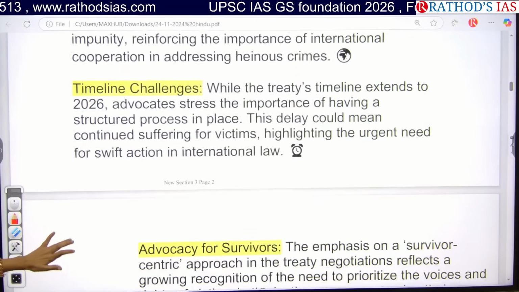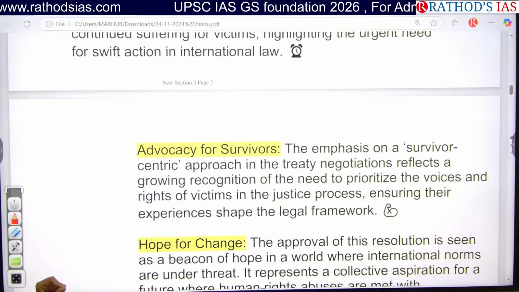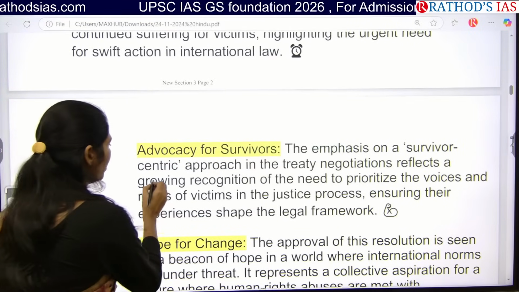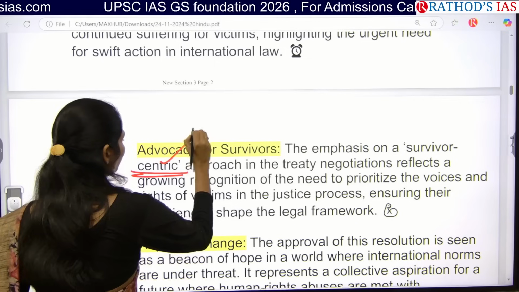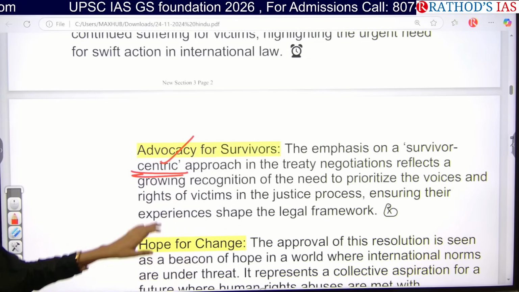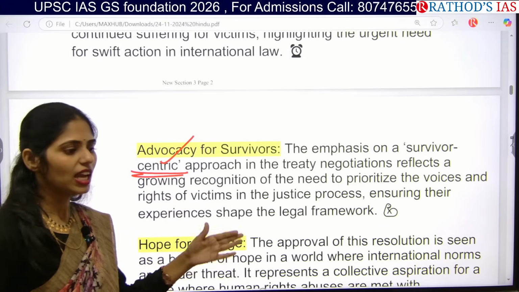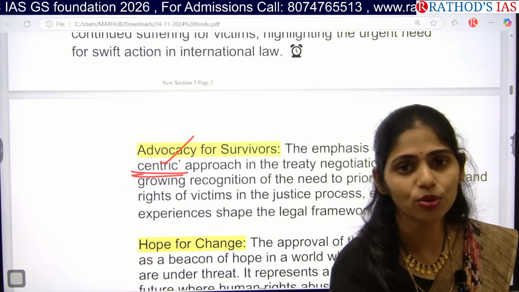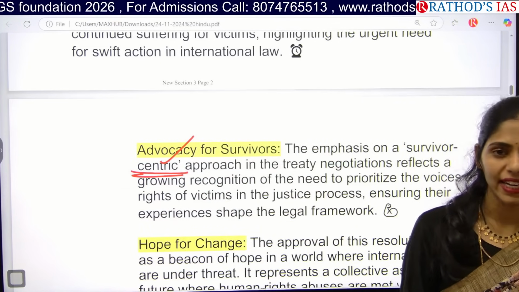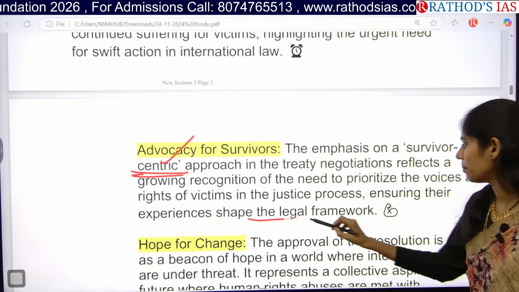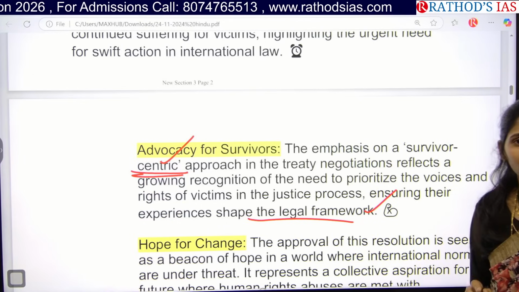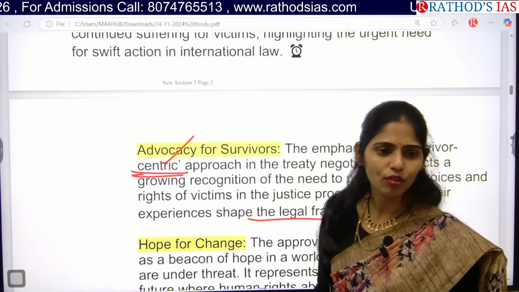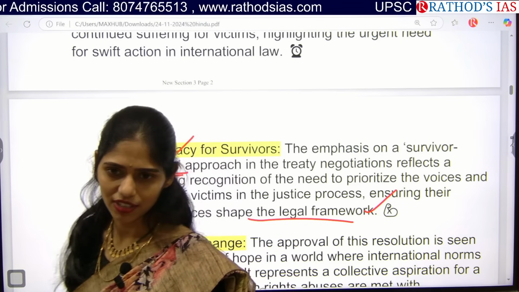And one more important point focused on in this treaty is that it is survivor centric. Whatever approach they are taking, that approach is survivor centric. That means if any crime happened in any area, who are the victims, who survived? Based on their experience, we will be shaping our legal framework so that we can address exactly the problems faced by the survivors.